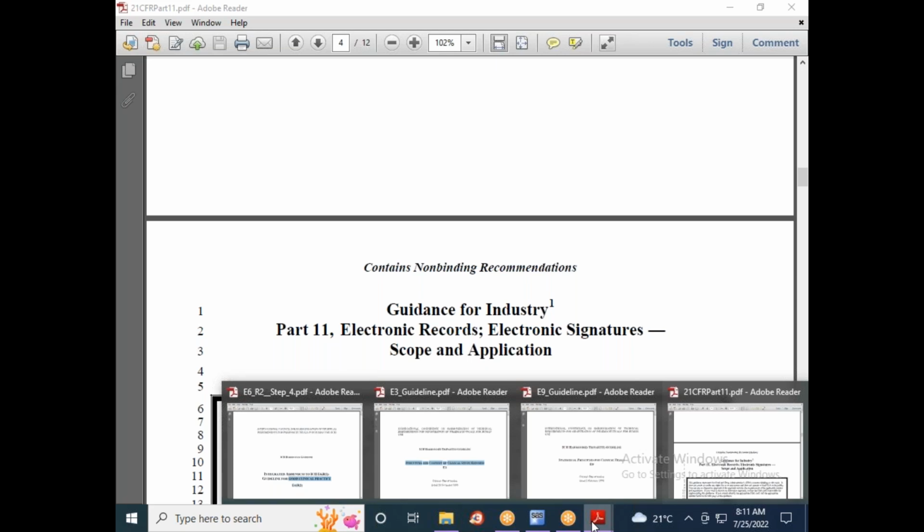I understand all you guys have noted these four documents, yes or no? So it is your responsibility to go through these documents.